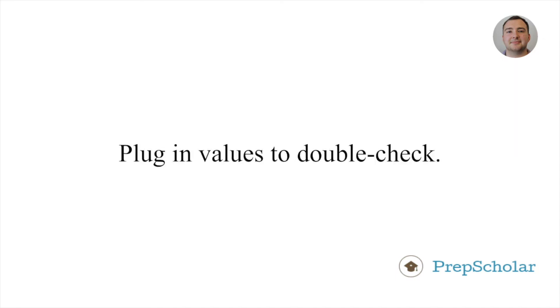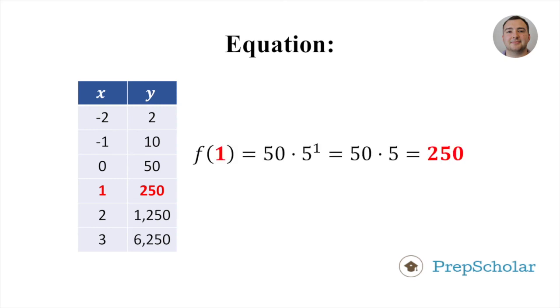If we have the time, it's usually a good idea to plug in values from the table to double check whether or not this equation works. In this case, f of 1 is equal to 50 times 5 to the first power, which can be expressed as 50 times 5, or 250. That's exactly what the table tells us. f of 3 gives us 50 times 5 to the third, which is 50 times 125, or 6,250. Once again, this matches both of the values we see in the table, which means it's probably the right equation.